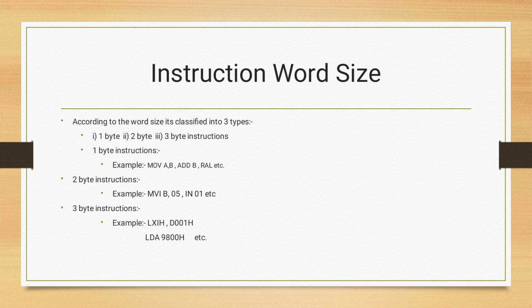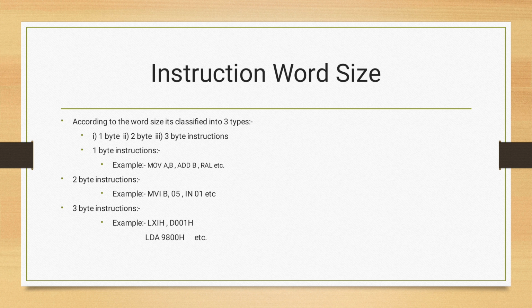So there are several types available according to the size of instructions. According to the word size of Intel 8085 processor, instructions are classified into three types. The first one is 1 byte instructions, second one is 2 byte instructions, and the third one is 3 byte instructions. For 1 byte instructions, I have given examples: MOV A comma B, ADD B and RAL, which basically come under the 1 byte instructions.